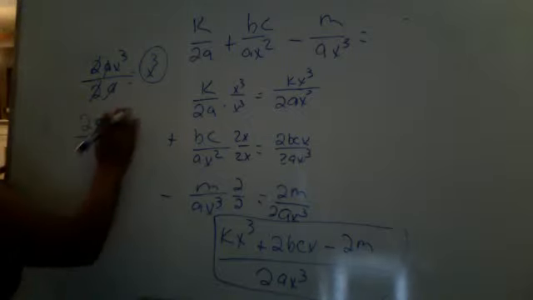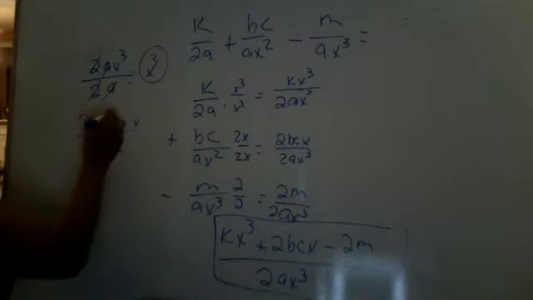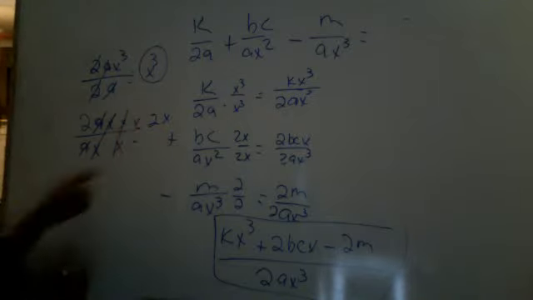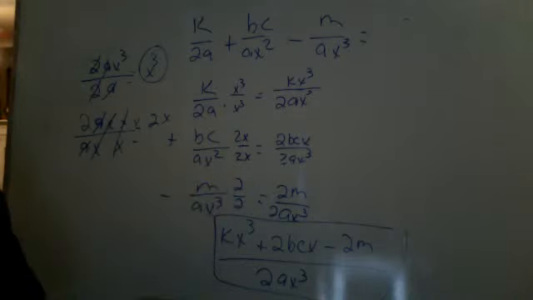Another way of writing x cubed is x times x times x, and x squared is x times x. These cancel, what am I left with? 2x over 1, or 2x. Isn't that what I multiplied my second term by? That's how I got this right here.